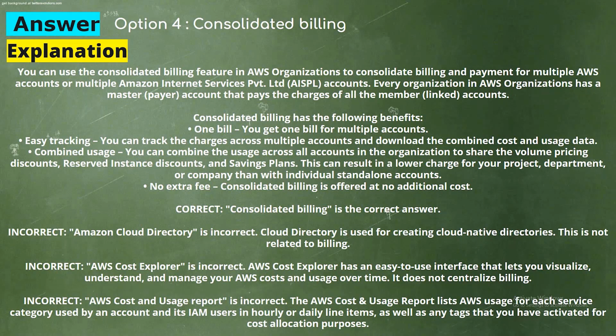The AWS Cost and Usage Report lists AWS usage for each service category used by an account and its IAM users in hourly or daily line items, as well as any tags that you have activated for cost allocation purposes.